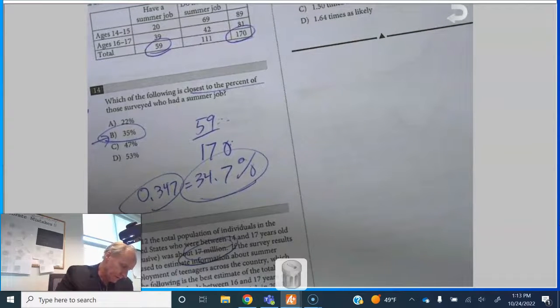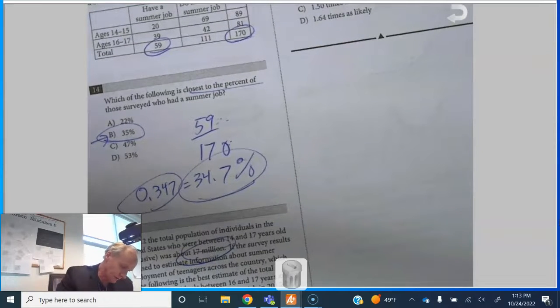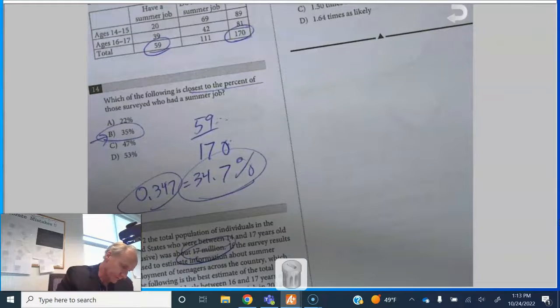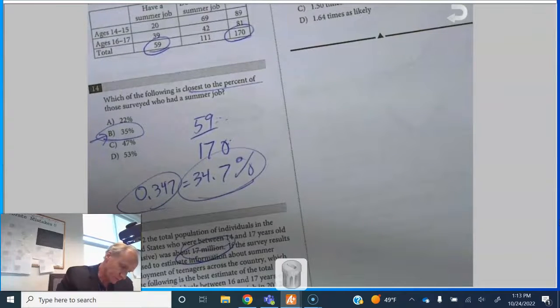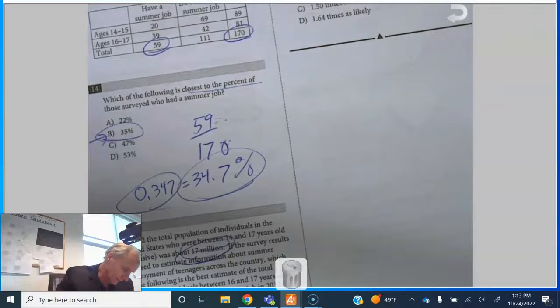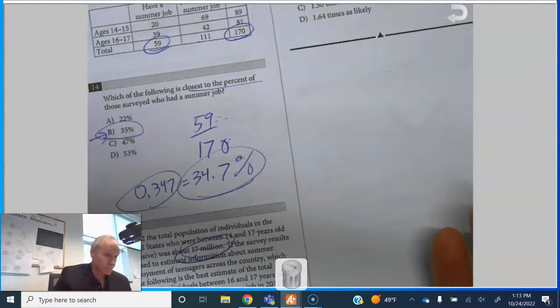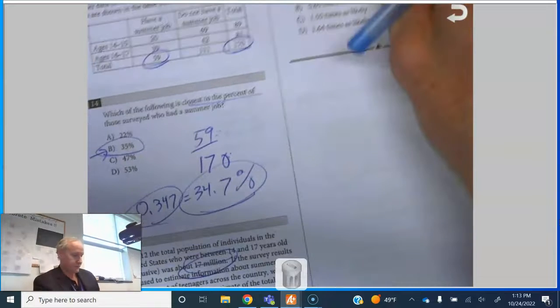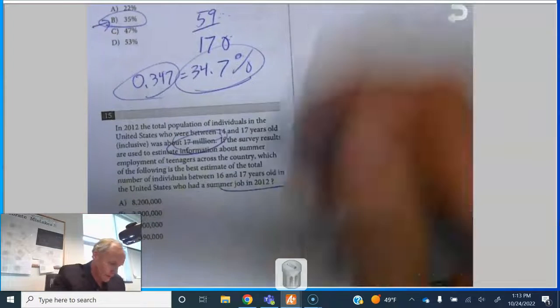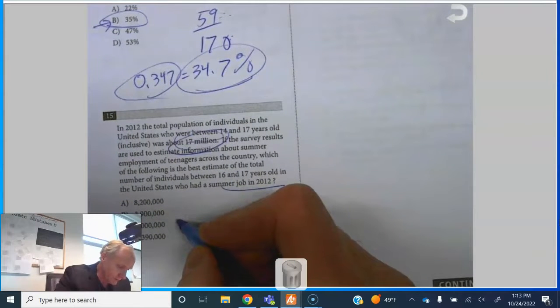Maybe I made a mistake. I don't think so. 17. 1, 2, 3, 4, 5, 6 times 0.347. I am really confused about this question, but okay, I guess we're supposed to pick the closest one.